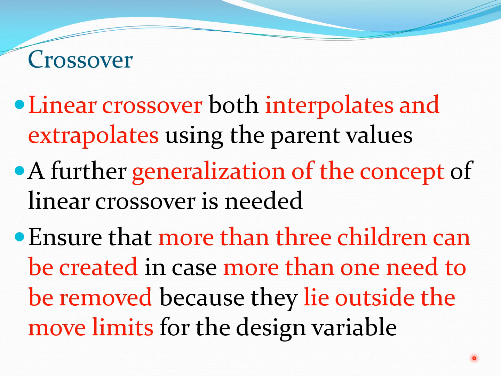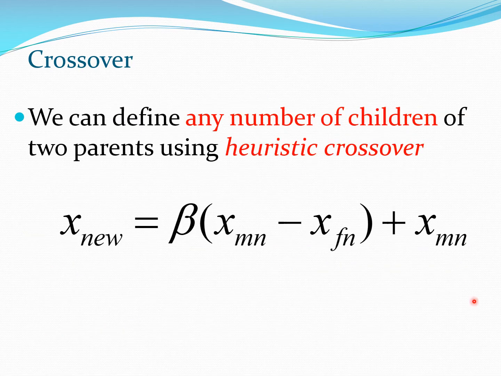because in some cases you may have to create more than three children, because there may be a case where more than one need to be removed because they lie outside the move limits of the design variable. That of course depends on your move limits. So this method is known as the heuristic crossover, and here we have again two parents defined by the mother and father variables, xmn being mother, xfn being father, and then we use this beta here, which is now a random number.